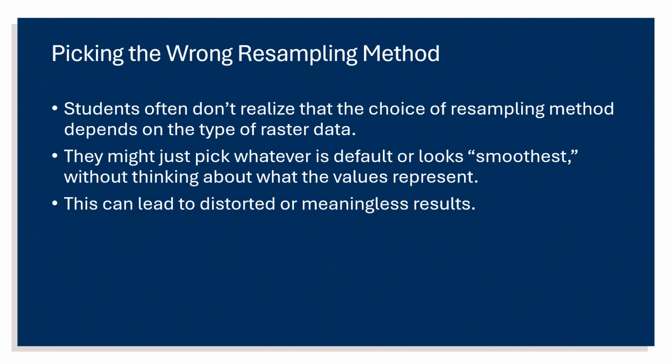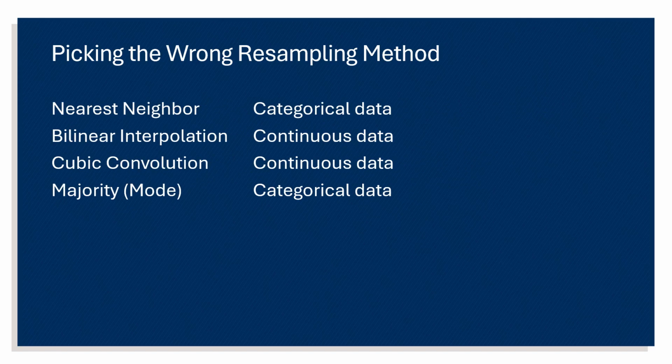Students often don't realize that the choice of resampling method depends on the type of raster data you're dealing with. They might just pick whatever the default is, or what looks the smoothest, without really thinking about what they're doing and why. And that can cause you to generate some distortions, and in some cases even completely meaningless results. So rather than spend a whole lot of time trying to explain each of these, I thought I'd just give you the short list. This is picking the wrong resampling method, simplified down to the 4 most common techniques for resampling, and what kind of data we would use each on.